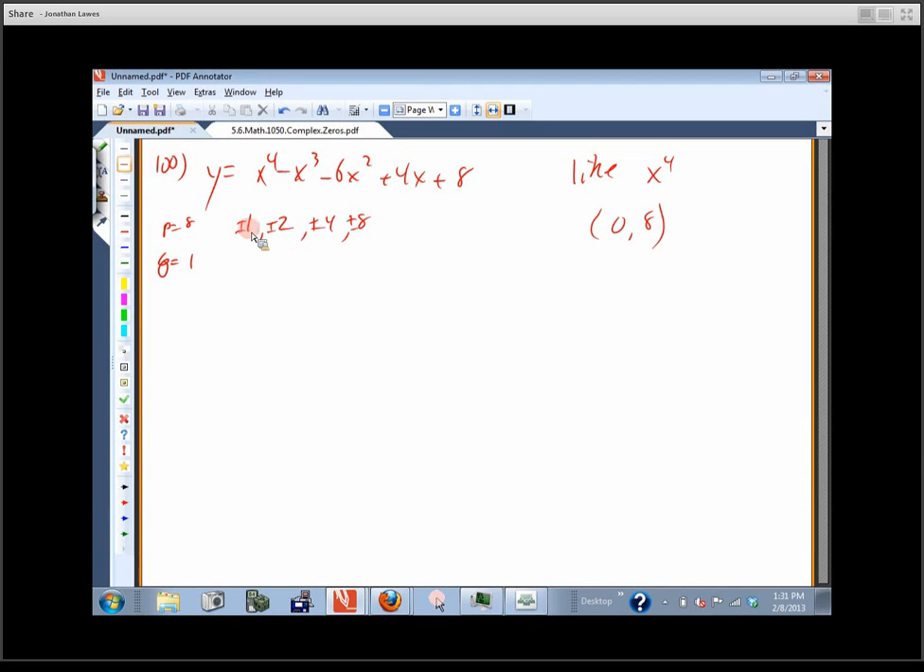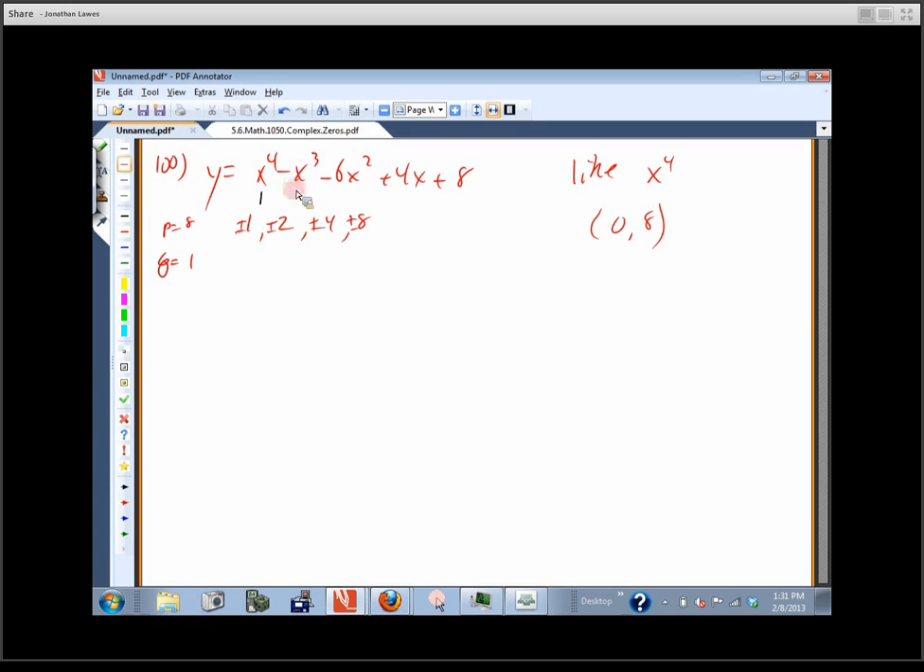Does a 1 work? No. If you plug in a 1, you get 1 minus 1, negative 6 plus 4, and then plus 8. So 1 doesn't work. Does negative 1 work? Okay, well, let's check and see. So I'm going to change colors. If I plug in a negative 1, this is a 1, right?